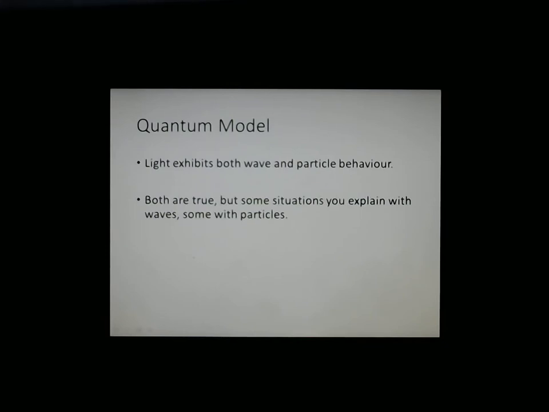But what we need to know about the quantum model is that light has both wave and particle behavior. Both are true. It is both a wave and a particle. Some situations you're going to learn about you have to explain with waves, like we just saw on the previous slide. Some you have to explain with particles. Again, you just saw them on the previous slide. So we need to know when to do what. The good thing is it's just about explaining. The math won't really change at your level, so we don't have to worry too much about that. So let's talk about polarization.